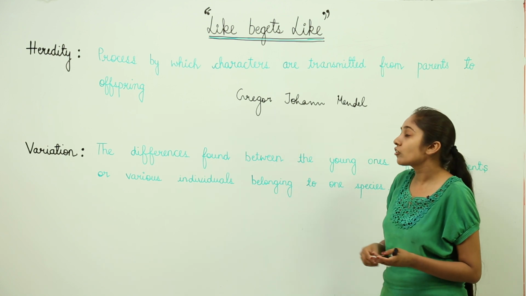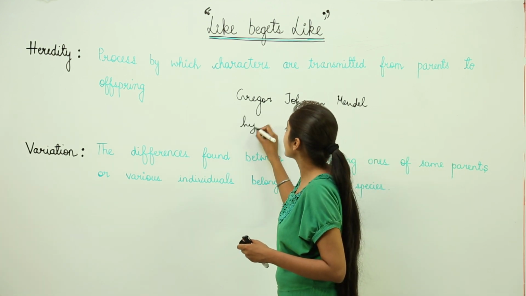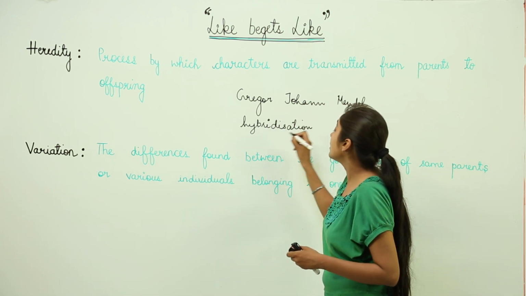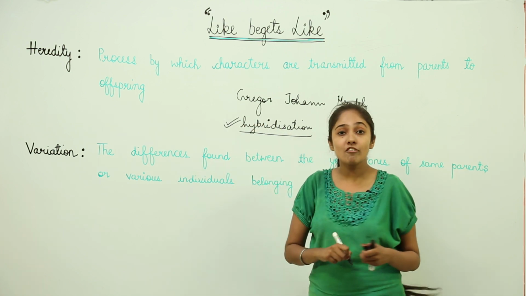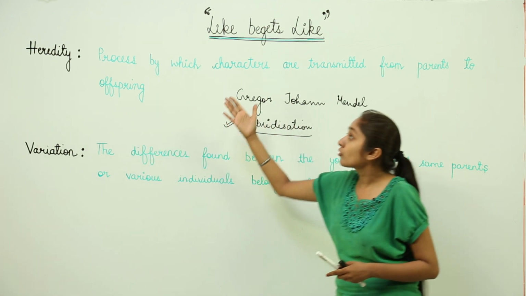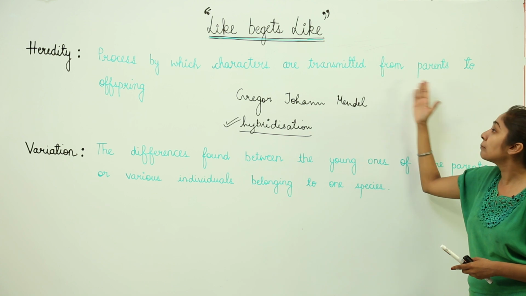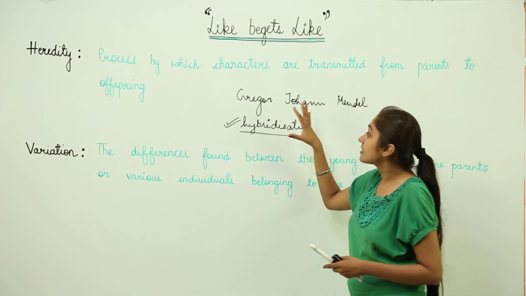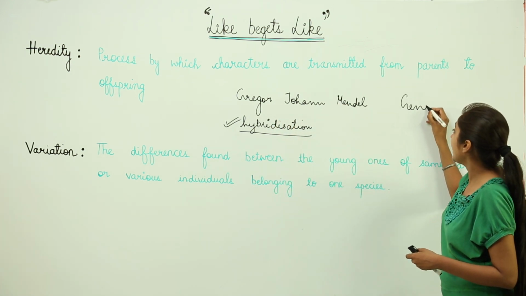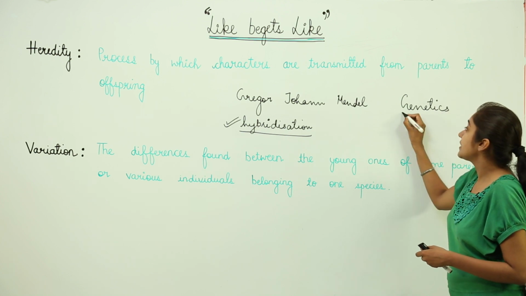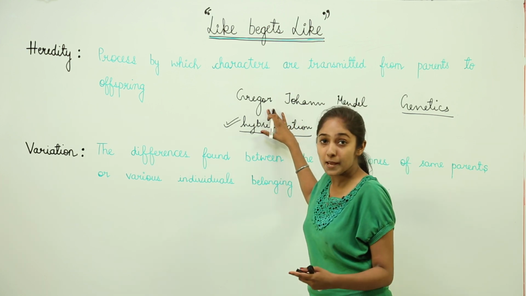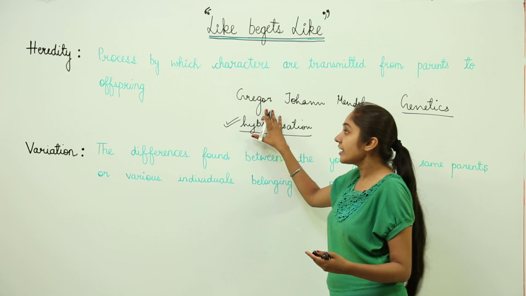Then he started working on the hybridization of pea plants, and from the study of the characters of pea plants, he laid down the principles of heredity, the process by which characters are transmitted from parents to offspring. And he laid down the foundation of modern genetics. Gregor John Mendel. Remember this very important name when we are going to study the genetics part.